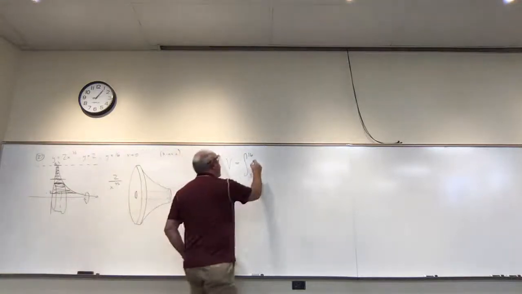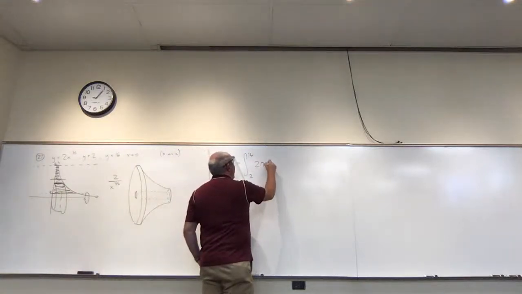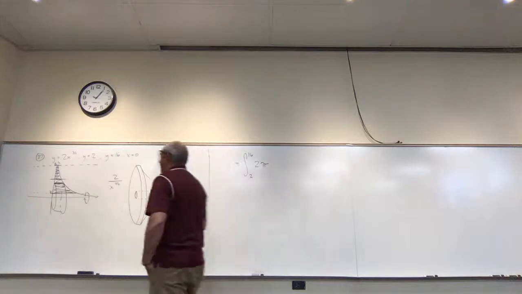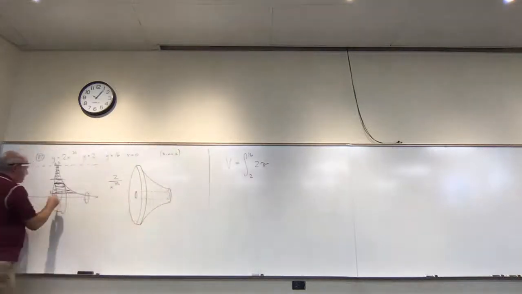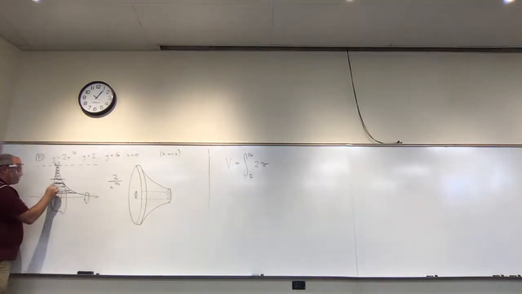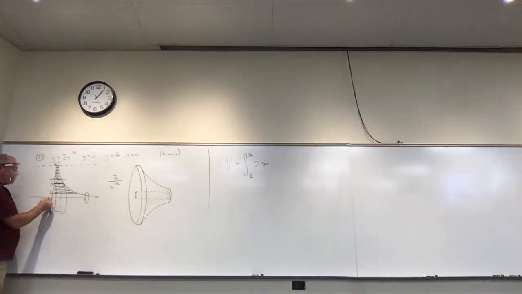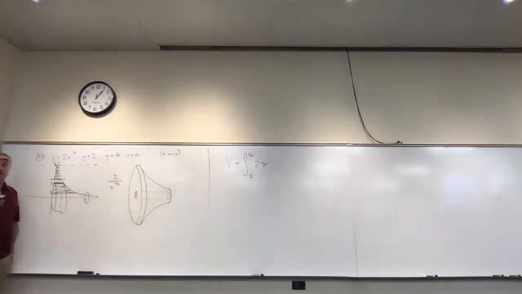Okay, so what goes inside is 2 pi r. Okay, so what's the radius of one of these shells? If I'm sitting up here at a point y, then what's the radius of the shell? In this case, just y. That distance is y.